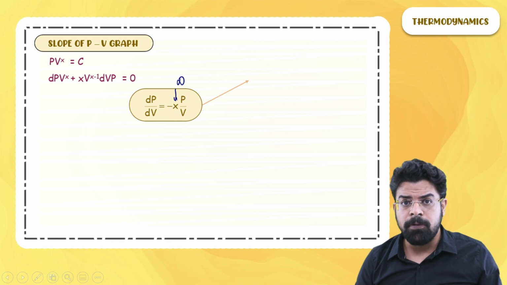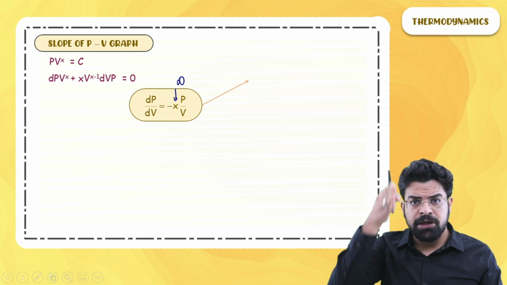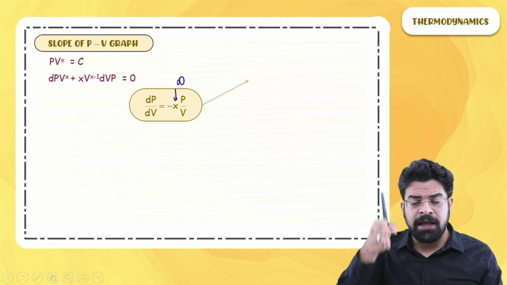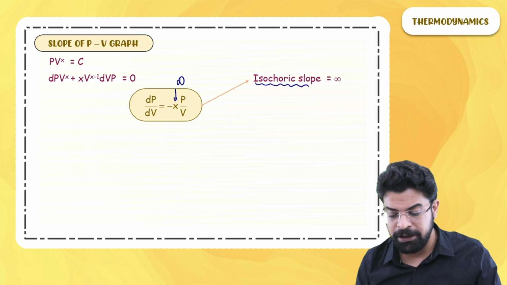So the slope of the PV graph is minus infinity into P by V, which is infinity. Infinity means a straight line parallel to the y-axis. So for an isochoric process, the slope comes out to be infinity.